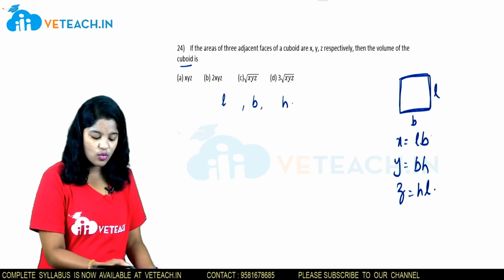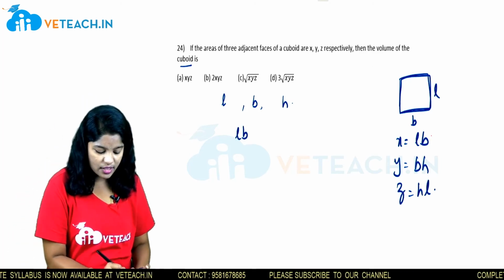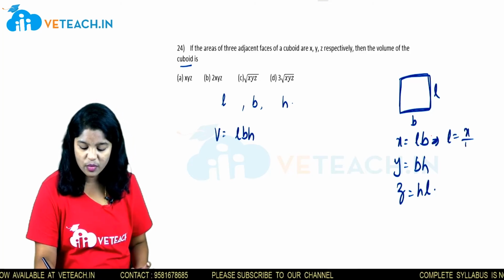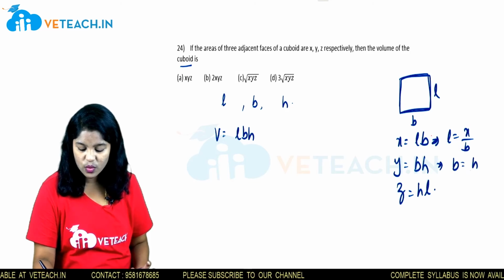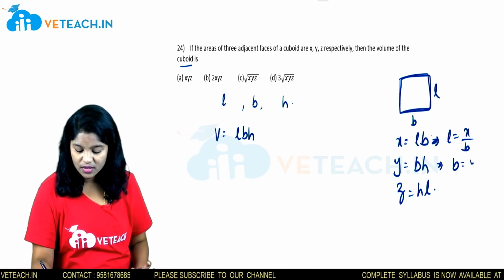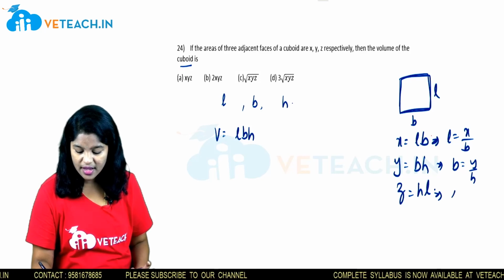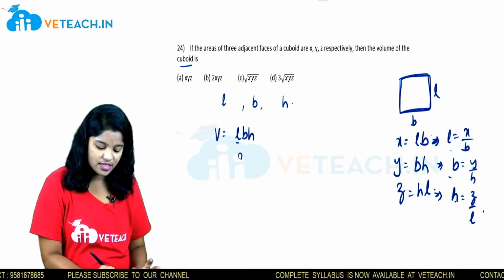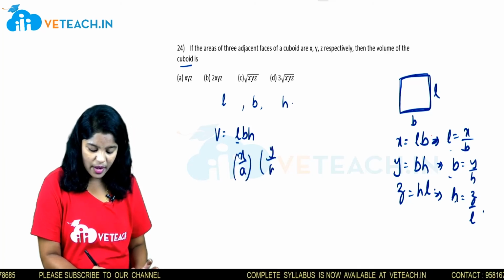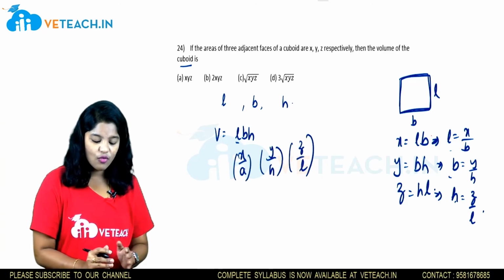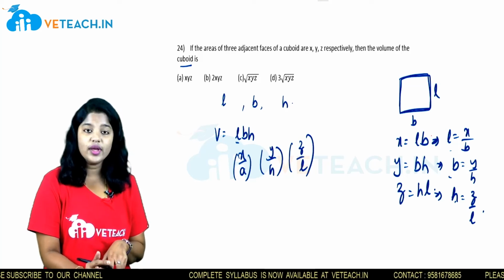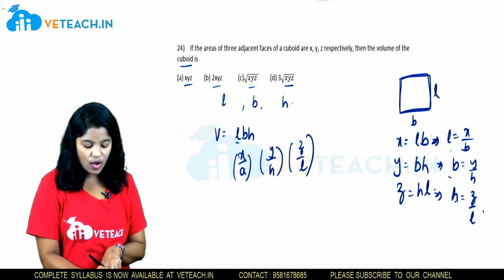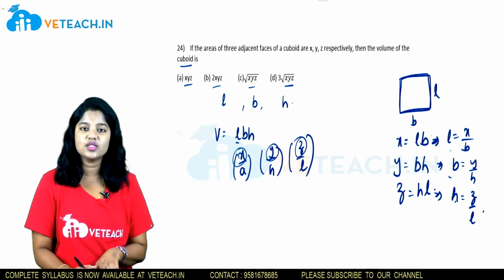Now they have asked us to find the volume of the cuboid. Volume of cuboid is nothing but LBH. From these equations, L is equal to x by B, B is equal to y by H, and H is equal to z by L. Now substitute the L, B, H values. Why are we doing this? Because in the answers we have the volume in terms of x, y, z. So I am bringing L, B, H in terms of x, y and z.